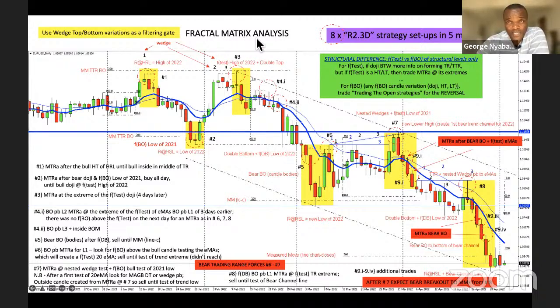Fractal matrix analysis. Now, what I've put here is number 8, the 2-3 day strategy setup. That's reversals into 2 to 3 day strategies I've set up. There are additional trades which I've got there. So that's number 9.1 to 9.4, the additional trades that I've got.